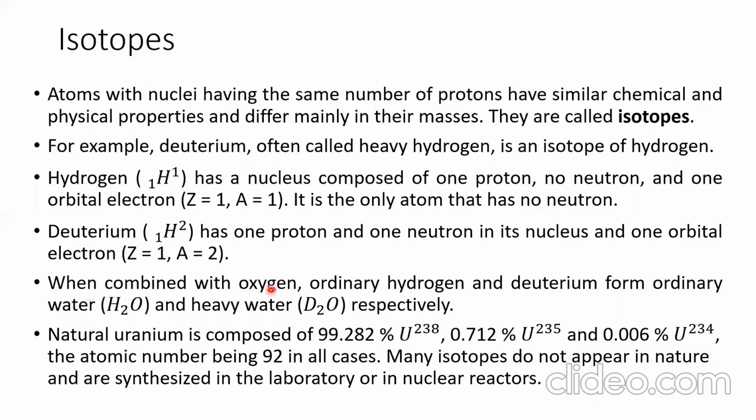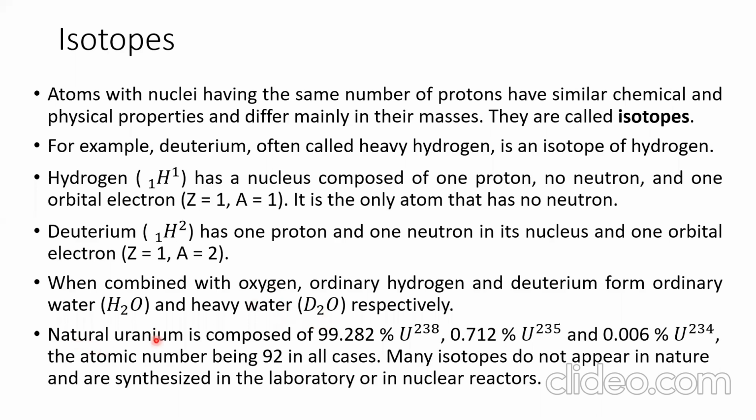When combined with oxygen, ordinary hydrogen and deuterium form ordinary water, H2O, and heavy water, D2O, respectively. When this hydrogen 1H1 and oxygen combine, they form ordinary water H2O, which we drink. And when deuterium 1H2 combines with oxygen, it forms heavy water, D2O.